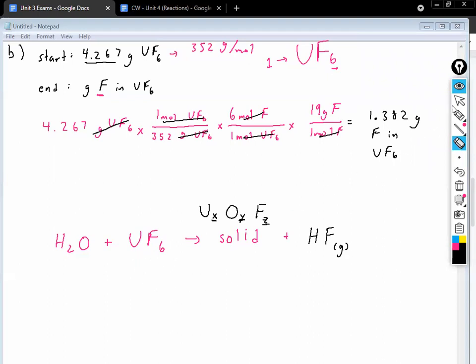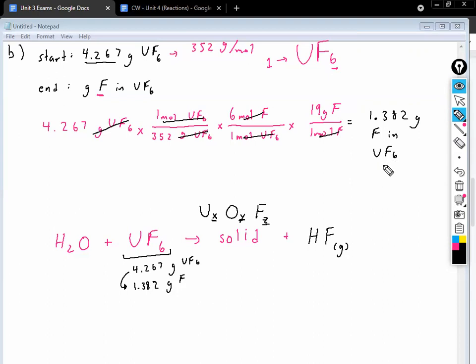Okay, so just going back, just so we can put everything together, we said earlier that of UF6, we had 4.267 grams of it total. I have 1.382 grams of fluorine in there. And then later on, we'll have to figure out how much uranium is in there, but that should be pretty easy, right? You just need to subtract the fluorine, and that'll give you the mass of uranium inside of UF6, but we'll do that a little bit later. Okay, so now we have the 1.382 grams of fluorine in UF6.